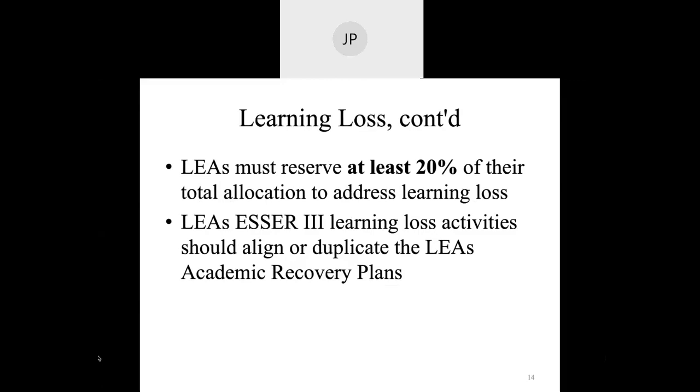So let's talk about some of the learning loss. School districts must reserve at least 20% of their total allocation on activities to address learning loss. In doing so, school districts' activities should align with or duplicate what you're already putting together and submitting for your academic recovery plan. As you know, districts are submitting academic recovery plans to the department that outline goals and strategies that you will be implementing to accelerate learning and to address learning for students that have been most impacted by COVID-19. Rather than have you come up with new goals and new strategies, we ask that you align or duplicate in the learning loss section of your ESSER 3 plan those same goals, activities, and strategies that you're using for your academic recovery plan.